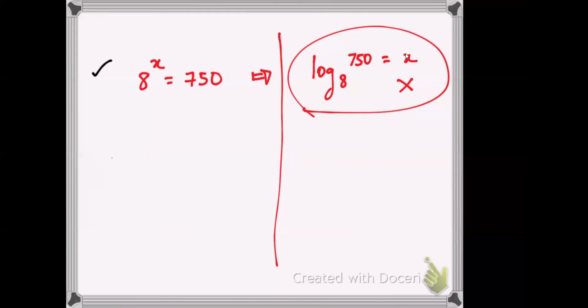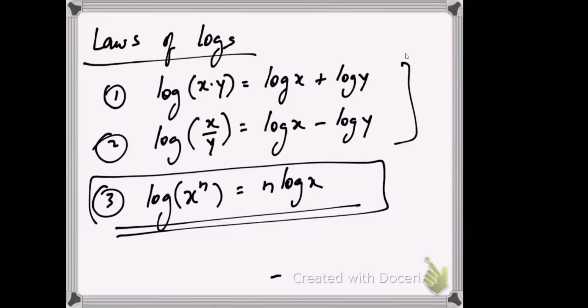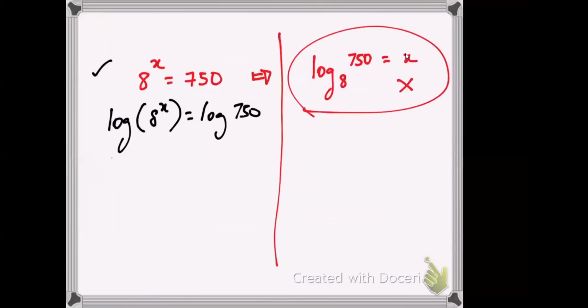Let's say log base 10, because that's what the calculator has, so it makes our life easier. Usually we'll use natural log, but we're not there yet. So we'll go log base 10. I'm not going to write the base, but let's say it's 10. Log of 8 to the power x equals log of 750. All right, now we can take that x and bring it in front. So x log of 8 equals log of 750. All right. Now we're talking.